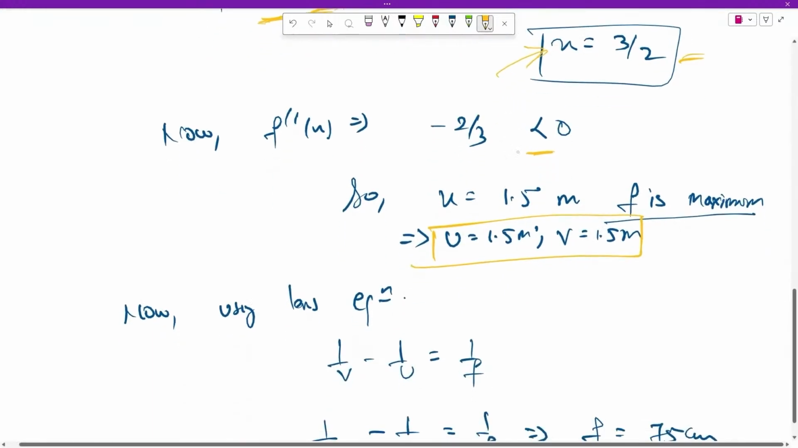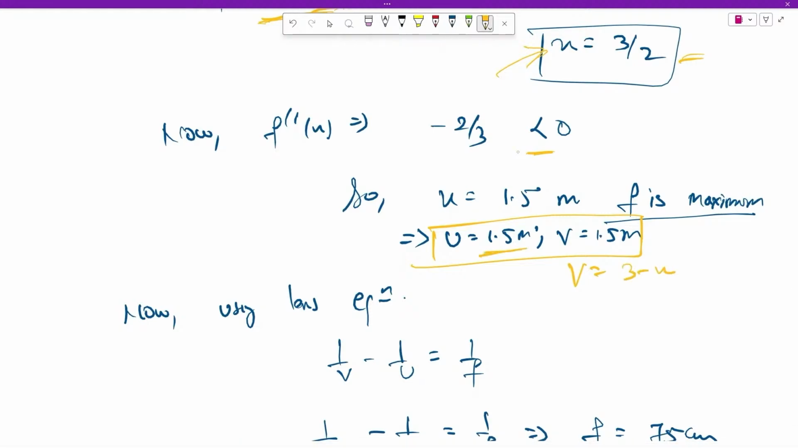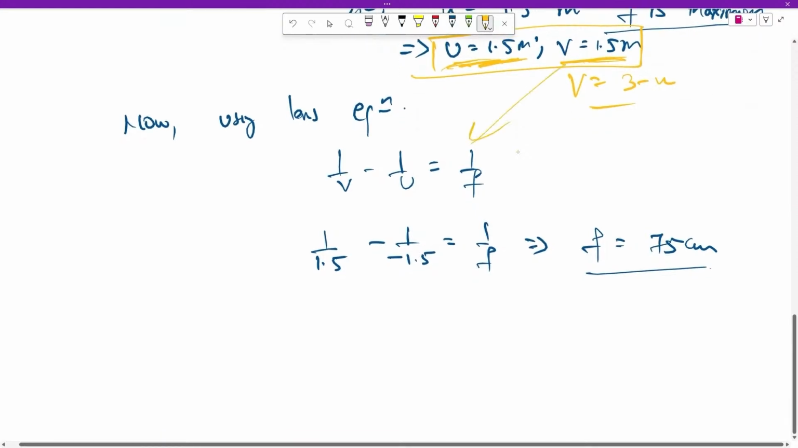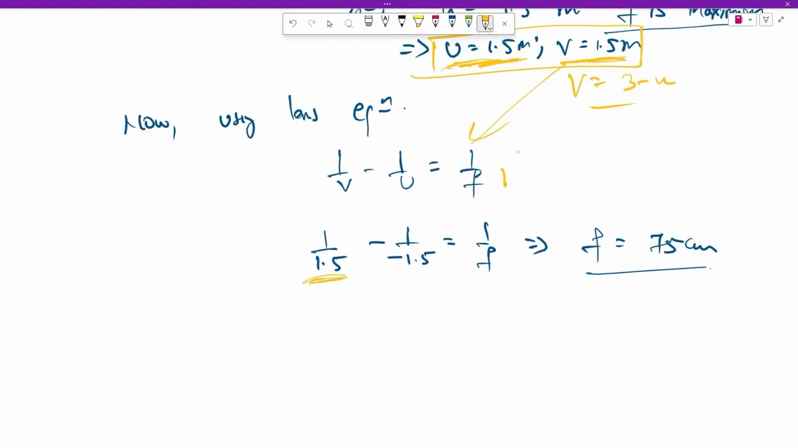Now since we know that we have used v as 3 minus x and we have got the value of x, that is u, we have got the values of u and v as u equals 1.5 meter and v as well as 1.5 meter. Now using those values in the lens equation with proper sign convention, we come to the conclusion that 1 by f is equal to 1 by 1.5 minus of minus 1 by 1.5. Now upon calculation, we will get the value of focal length as 75 centimeter.